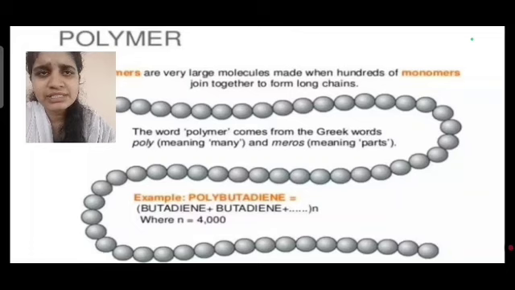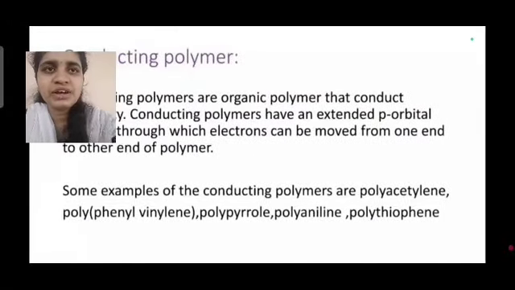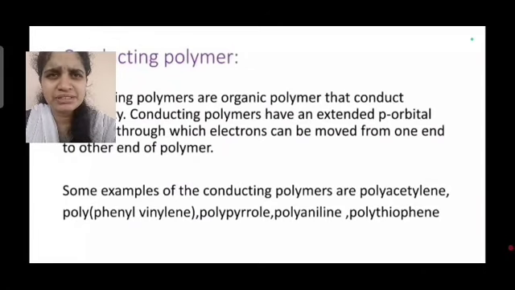First, what is meant by polymers? Polymers are very large molecules made when hundreds of monomers join together to form a long chain. The word polymer comes from the Greek word, poly means many, mers means parts. Example: polybutadiene. Next one, what is meant by conducting polymers?